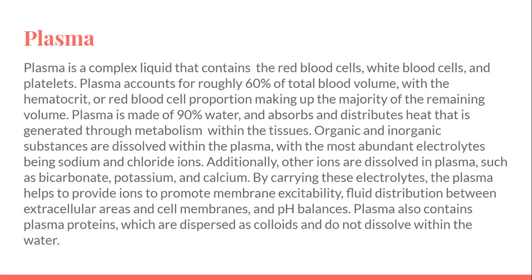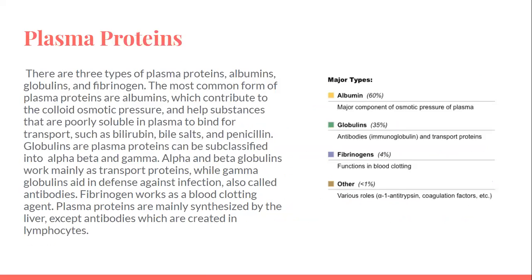Most abundantly, we have electrolytes such as chloride ions and sodium ions. Additionally, other ions are dissolved in plasma, such as bicarbonate, potassium, and calcium, as well as others. Plasma helps to provide ions to promote membrane excitability, fluid distribution between the extracellular areas in cell membranes, and pH balances. It also contains plasma proteins, which are dispersed as colloids and do not dissolve within the water. Plasma proteins are albumins, globulins, and fibrinogen.